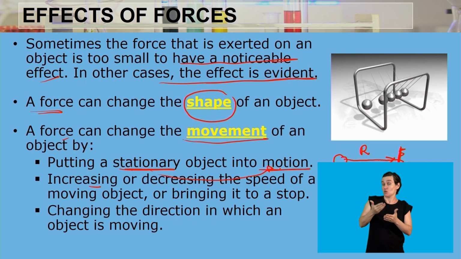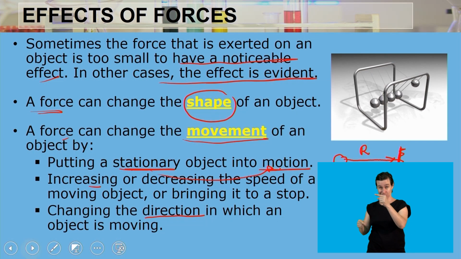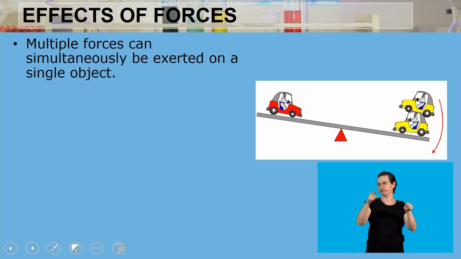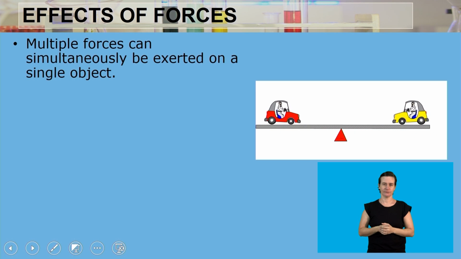So three things need to happen. Number one, a force can put a stationary object into motion, or sometimes it can increase or decrease the speed of an object if it's in motion, or even make it come to a complete stop. And then the third thing is it can change the direction of an object if it was already in motion. If it was going to the right and I apply a force onto it, that object will go to the left or go in any other direction in which the force is directed.